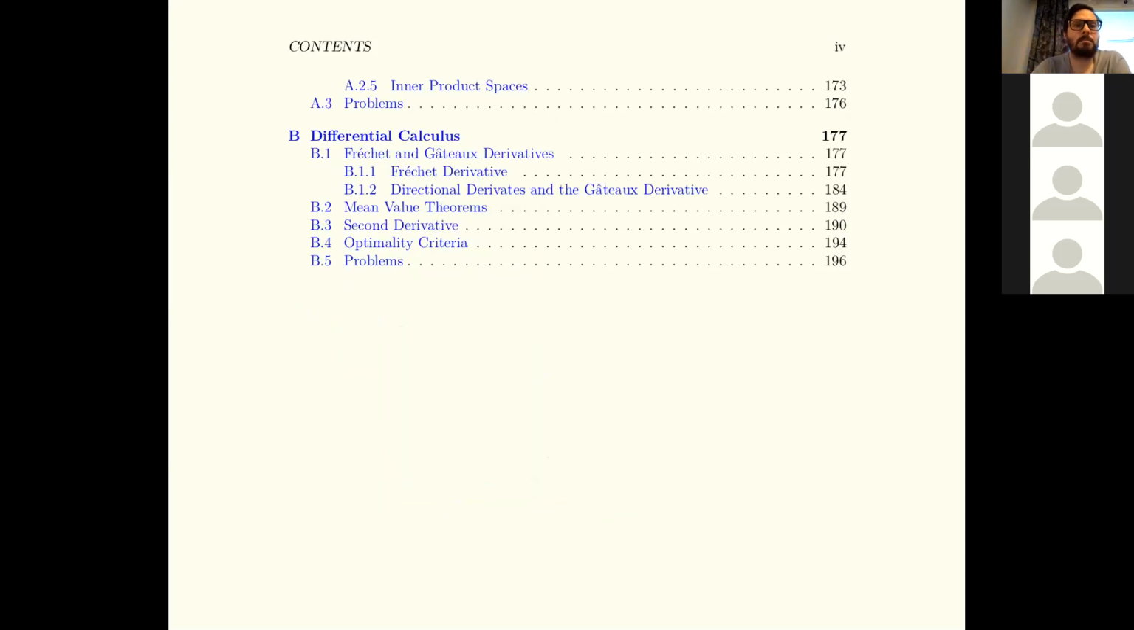And then there's Appendix B, which is about differential calculus. Some of these derivatives, we're going to be needing to talk about the derivative of a function when that function is more general than just a real to real function.